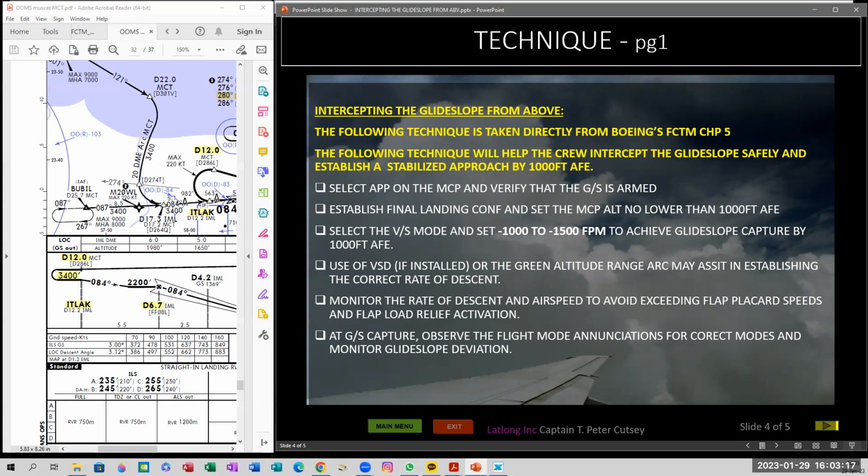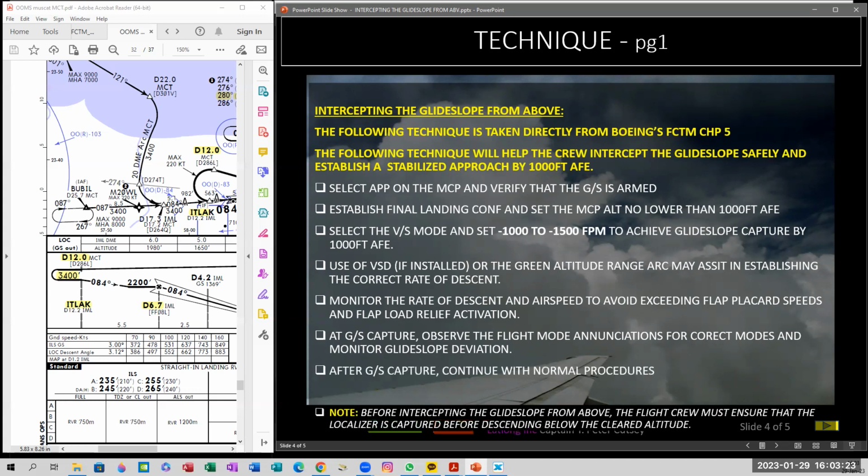And also, once you've captured the glide slope, don't forget to set the missed approach altitude. Now, after glide slope capture, continue with normal procedures.